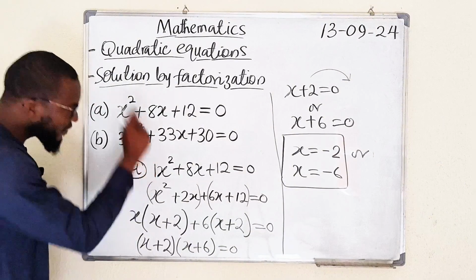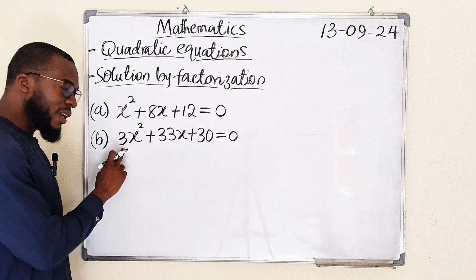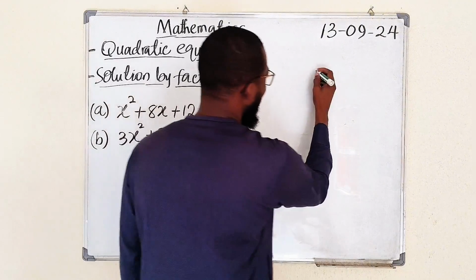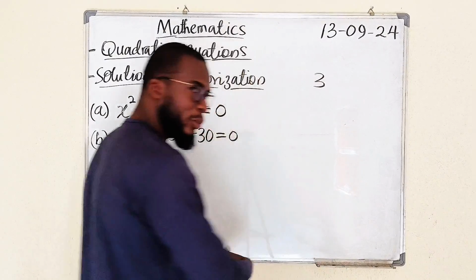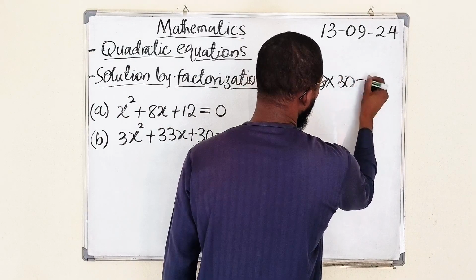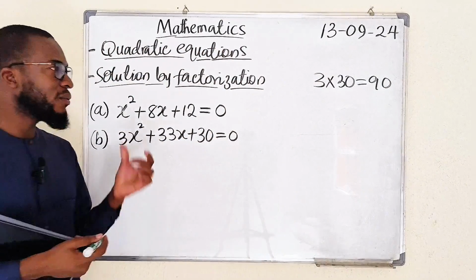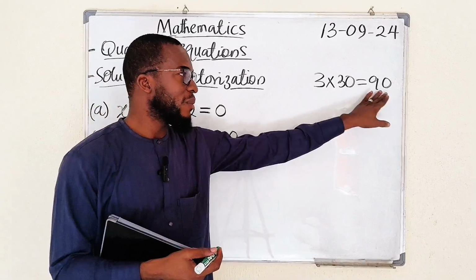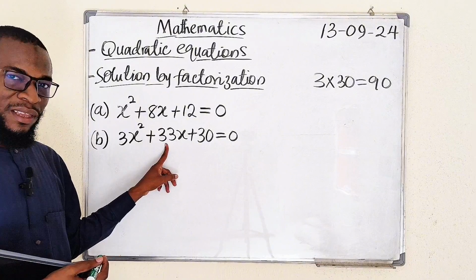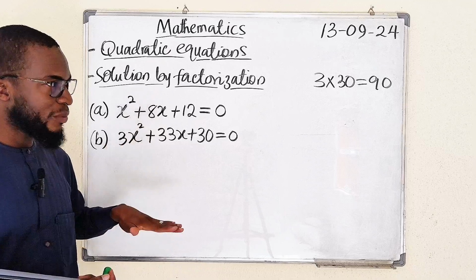So now let us look at this situation. Number 2, we are going to repeat the same process. You take the leading coefficient 3 and multiply by the constant term, which is 30. So let's do that here. You don't have to show it in the book. You can do it elsewhere. So 3 multiplied by 30 is equal to 90. You have to think of two numbers which, when you multiply them together, you get 90, and the moment you add the two numbers together, you get 33. I'm not going to show you all the previous steps, but it remains the same.